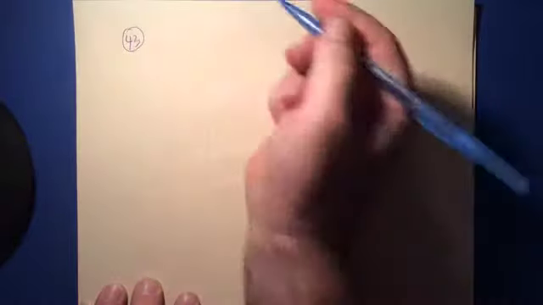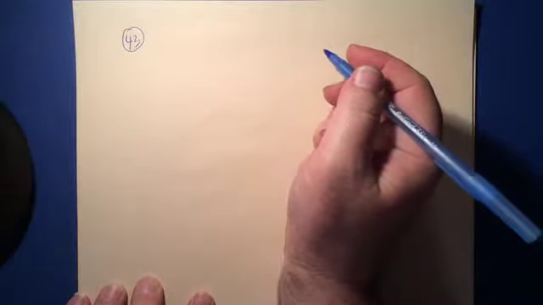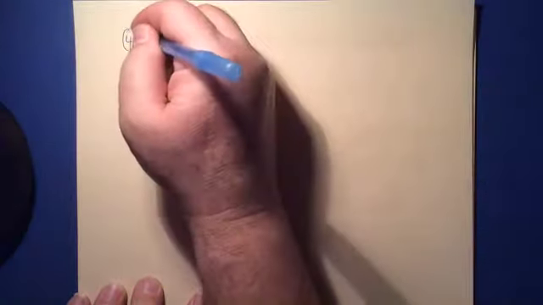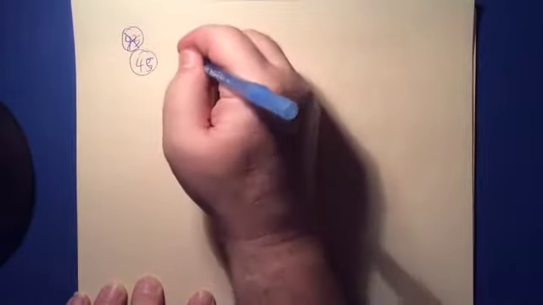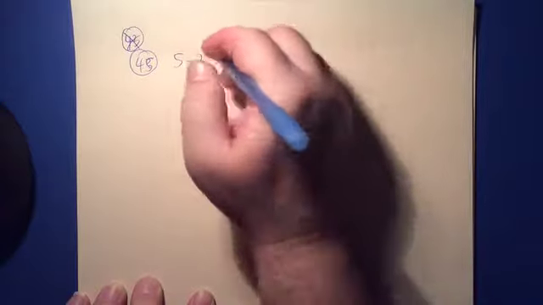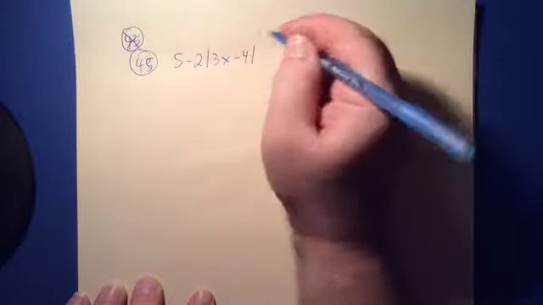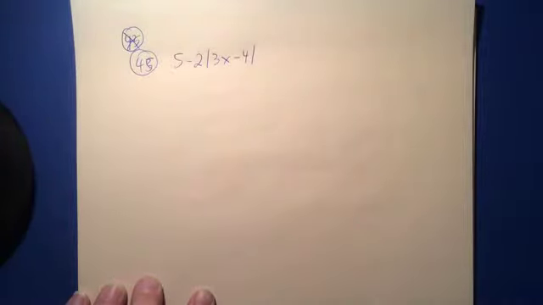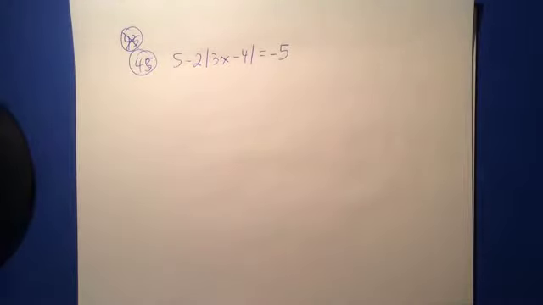Here is question number 43. Sorry, not question 43. I'm actually looking at 45. So this is going to be 5 minus 2 times the absolute value of 3x minus 4 is going to equal negative 5. Okay, so let's see what work is going to be involved in this before we go forward.